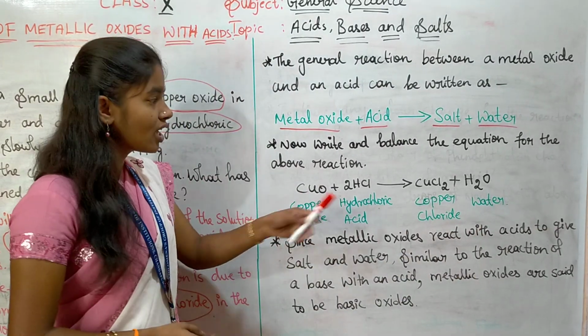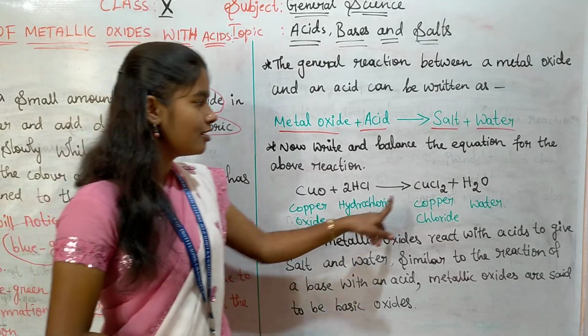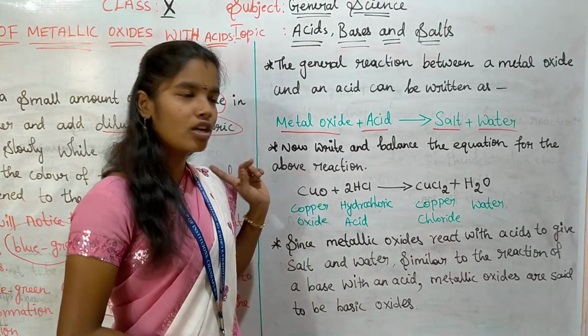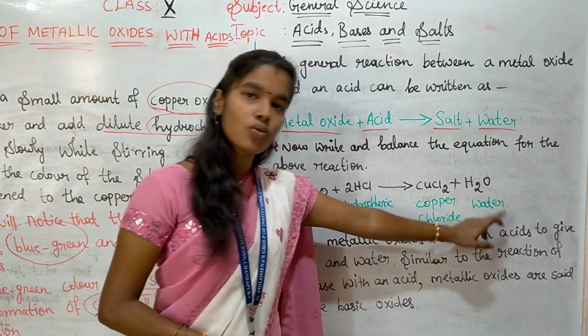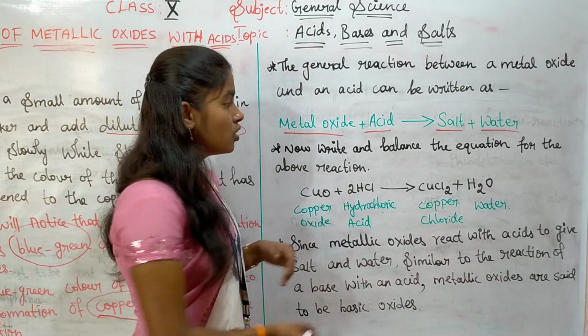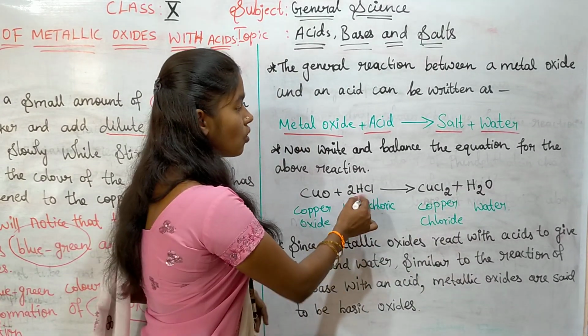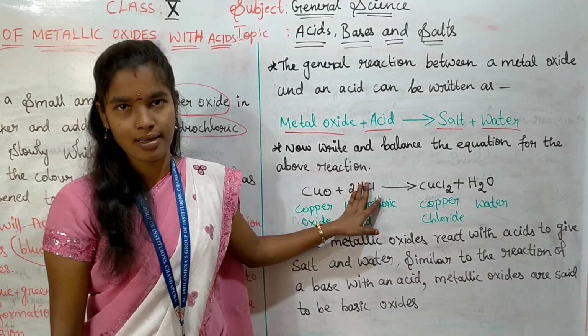So check whether it is balanced or not. How many copper atoms are there? Only one here, and one here. And oxygen, how many here? Only one, and here on the other side, LHS and RHS, you have to check, also only one oxygen. Here 2 hydrogen, so here also 2 hydrogen, and chlorine is 2 on both sides. So this equation is balanced.